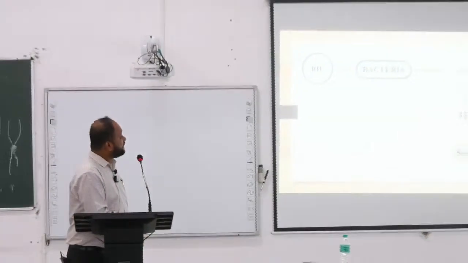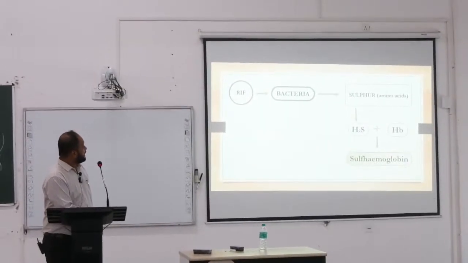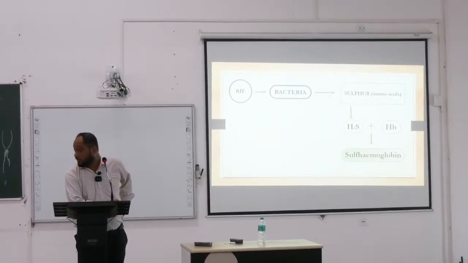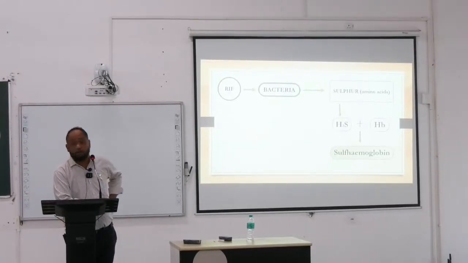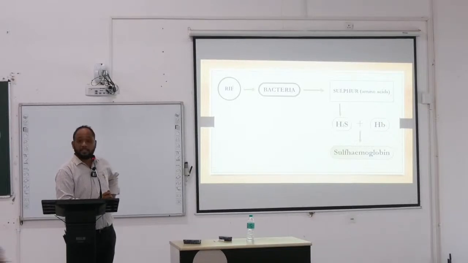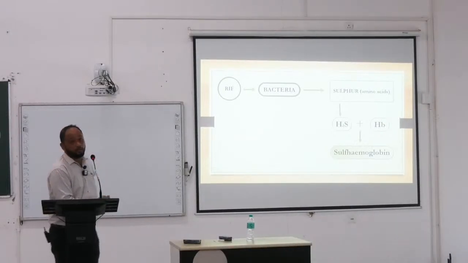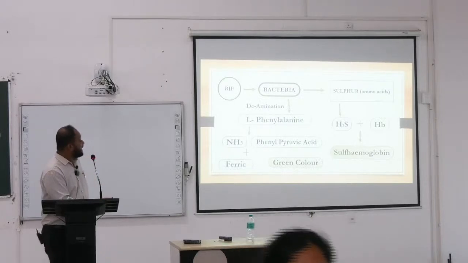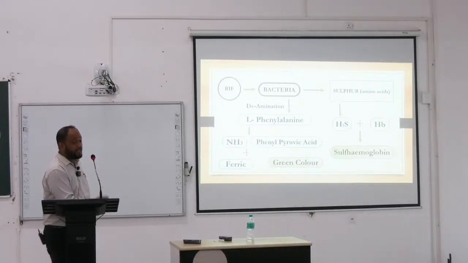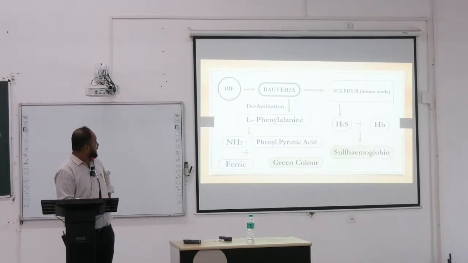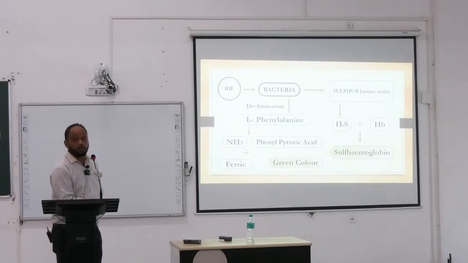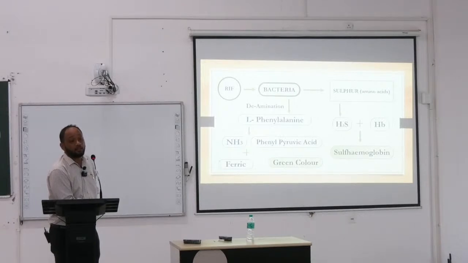So these bacteria, what do they do? They will produce sulfur, and then H2S. This H2S will combine with hemoglobin to form sulfahemoglobin. Okay? So remember this name, sulfahemoglobin. And then deamination will happen. Along with this, deamination will happen, and at the end, ammonia, ferric, and phenylpyruvic acid will be produced. Now, mainly sulfahemoglobin, and along with these compounds, makes the color green.